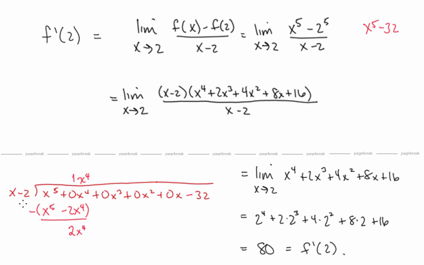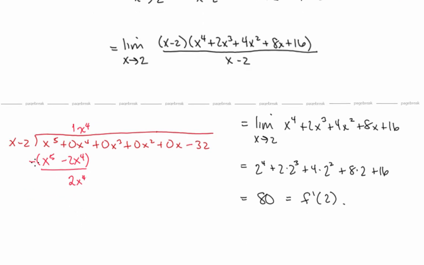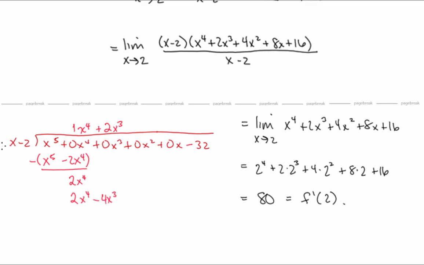And now I want to know how many times does x minus 2 go into 2x to the fourth? In other words, what would I have to multiply x minus 2 by to get a 2x to the fourth? Well, I would need a 2x to the third. And I'm going to write that above the x to the third term here. So 2x to the third times x minus 2 gives us 2x to the fourth minus 4x to the third. And so subtracting here gives us 0 here, and then a positive 4x to the third here.